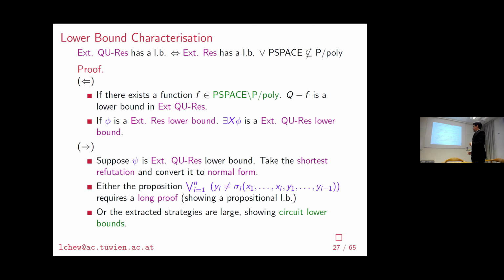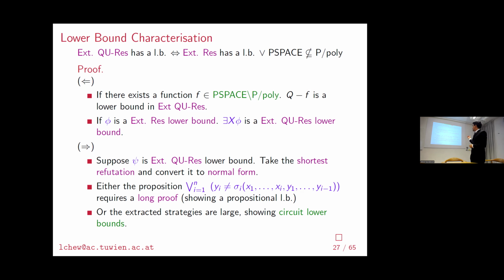In the forward direction, now suppose we have some lower bound for extended QU resolution. We're going to look at the shortest refutation and convert it into a normal form, which means that we do all these propositional steps first, which prove this particular thing here. Now, either this particular expression here is going to be big or it's going to be small. If it's going to remain small in the size of the original QBF, our lower bound could only come from this having a long proof in extended resolution or extended Frege. Therefore, we show a propositional lower bound.